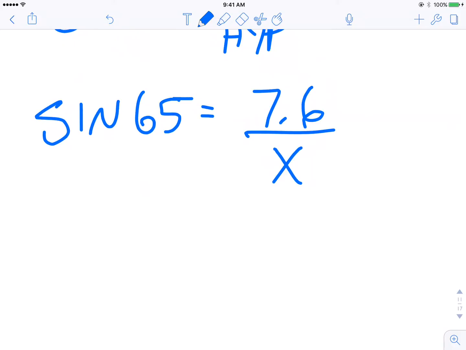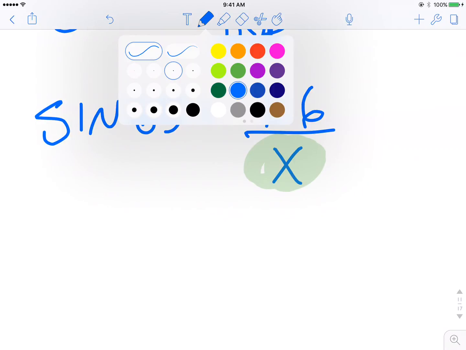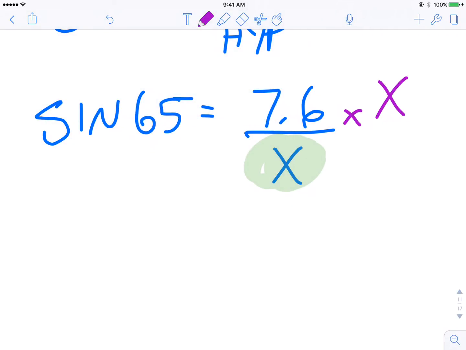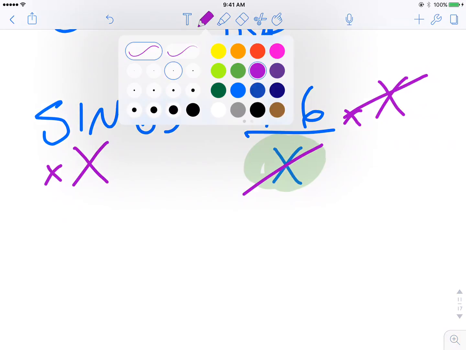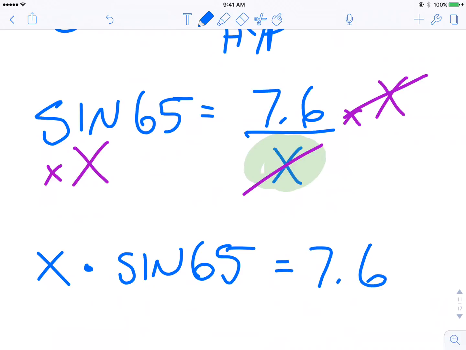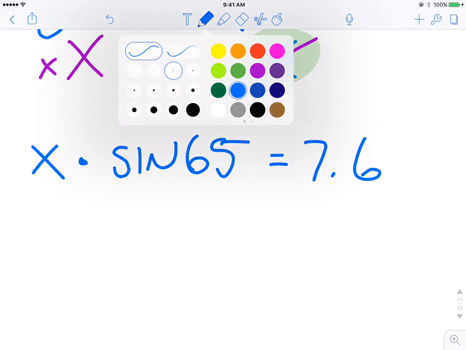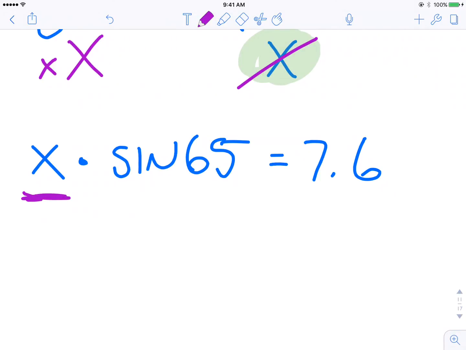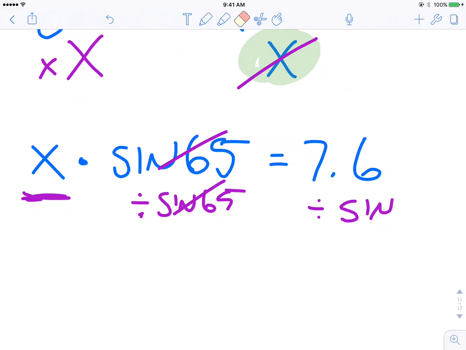And then mathematically, to get this X by itself, I can't have it in the denominator of a fraction. So I first have to multiply by X on this side, multiply by X on this side. These will cancel over here. That will leave me with X times the sine of 65 is equal to 7.6. I still need this X by itself. So I'm going to divide by sine of 65. Because I divide this, these will cancel, but because I divided on one side of the equal sign, I have to divide it on the other side of the equal sign.